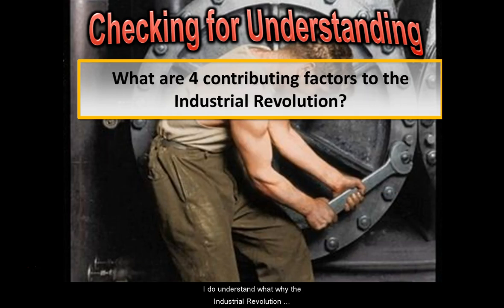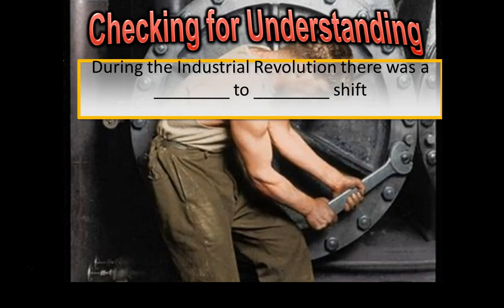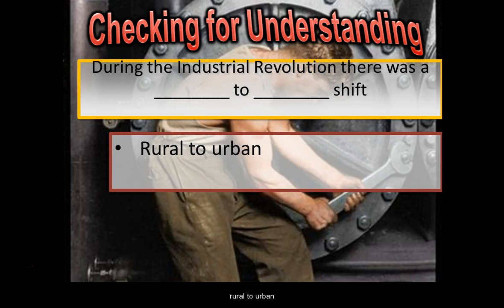Do you understand why the Industrial Revolution happened in America? Here are those factors. Make sure you understand, if not commit these to memory, make sure you understand what these concepts are. And finally, do you understand how population shifted? Pause it here and fill in the blanks. Rural to urban.